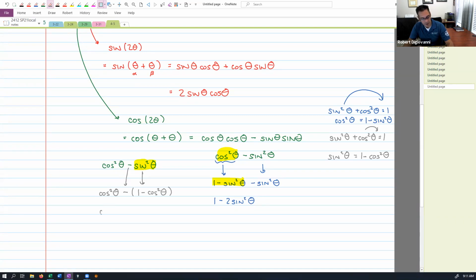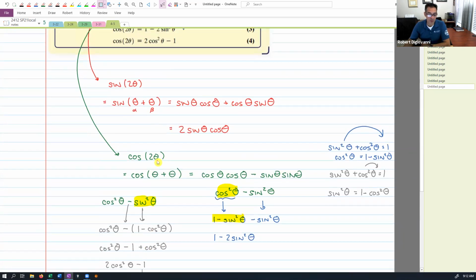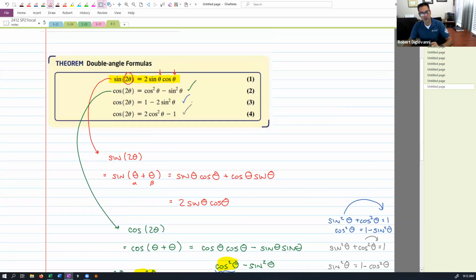And then distribute the negative through. So it becomes -1 plus cosine squared theta. And now I can put these two cosine squareds together. So I'll have two of the cosine squared thetas, -1. And that's your third formula.